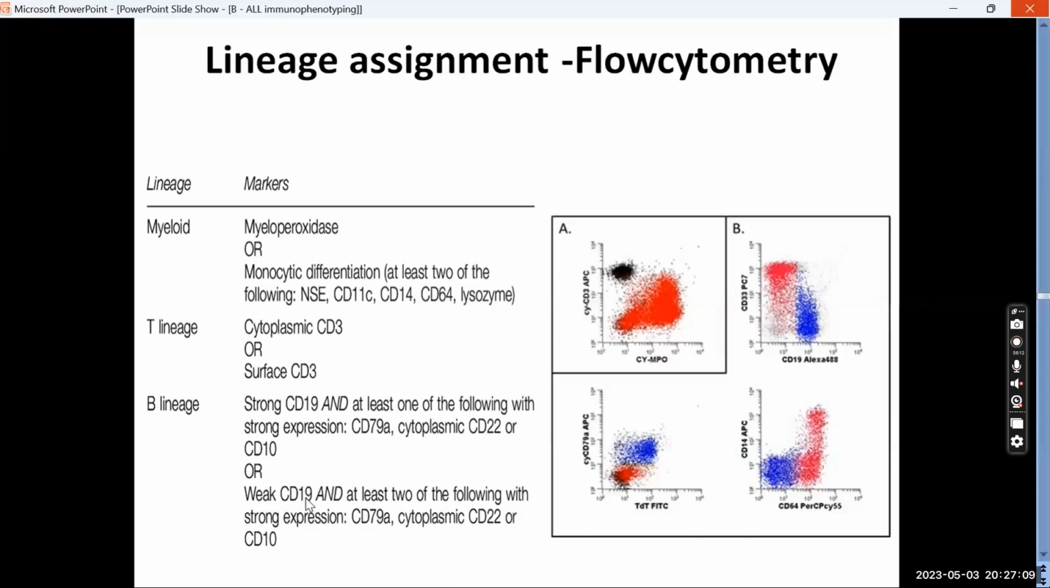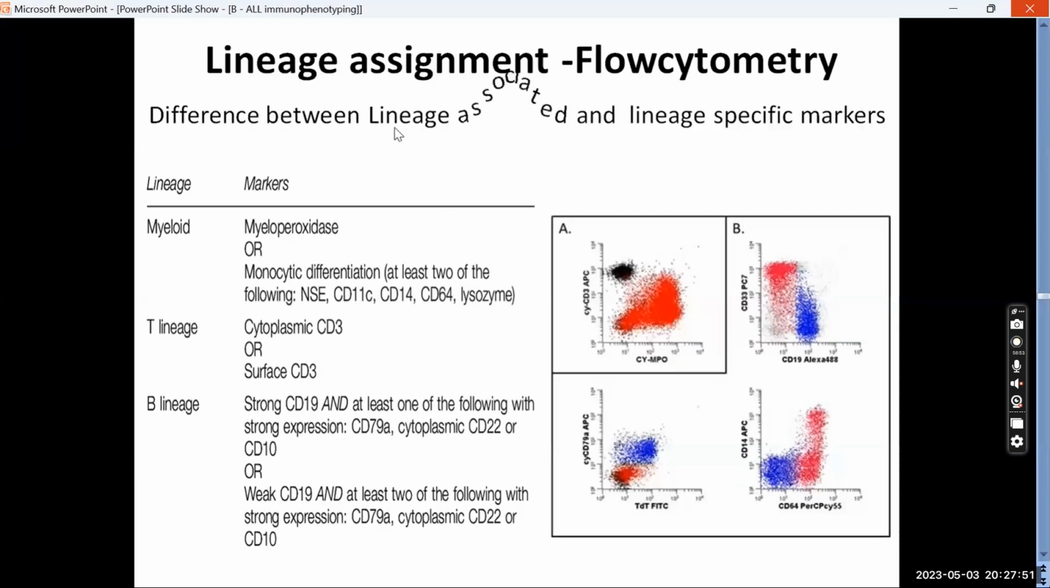Then if the blast expresses weak CD19, that is, not to the intensity of normal B cells, when I say strong CD19, it means the blast expresses CD19 up to the level of normal B cells. When it is weak, it means the blast is expressing CD19, but not to the intensity of normal B cells. It is dimmer than that. Then you need to have strong expression of other markers like CD79A, cytoplasmic CD22 or CD10. So this is there in the WHO book. Basically, they have described this as criteria for establishing MPAL. But still, when you want to assign a lineage in tough cases, this will be very helpful.